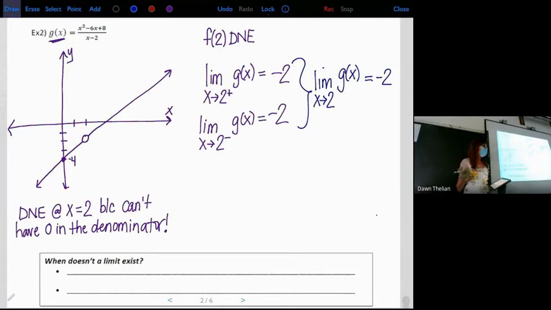Questions? All right, so down at the bottom here, when then doesn't a limit exist? And I think that's on the top of our next page. When doesn't a limit exist? Yeah, there's like a jump in the graph. Perfect. Jump in the graph.